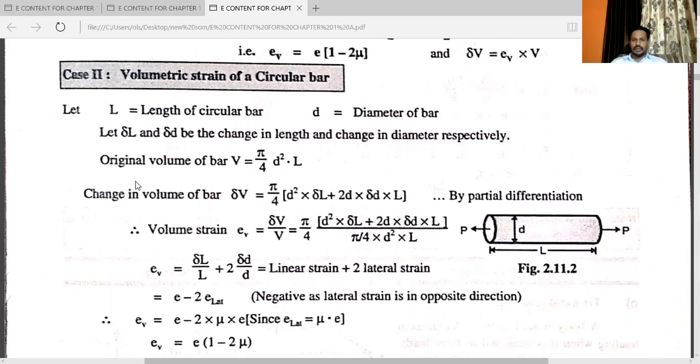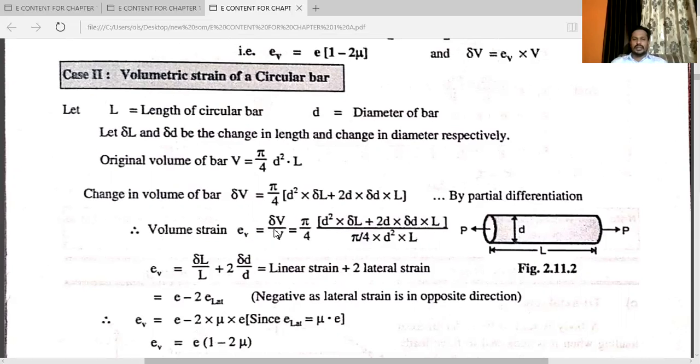So we know that the original volume of the bar V is equal to pi by 4 into D square, that is the cross-sectional area, into L. The change in volume of the bar, that is delta V, is equal to pi by 4 in bracket D square into delta L plus 2D into delta D into L, by partial differentiation.